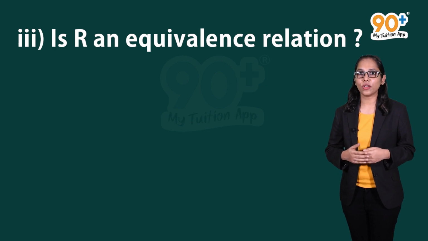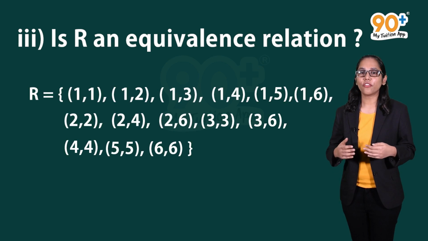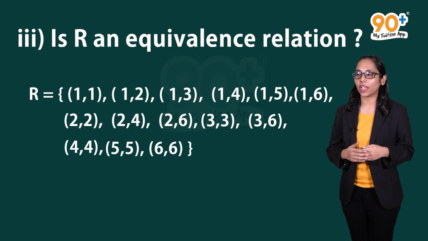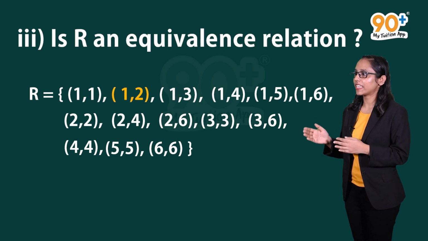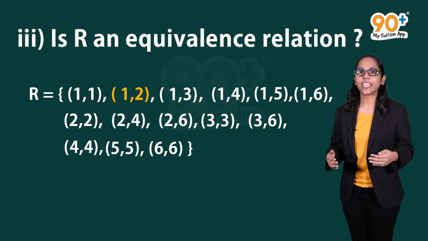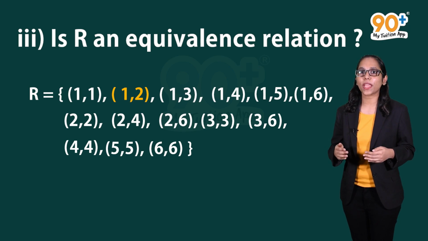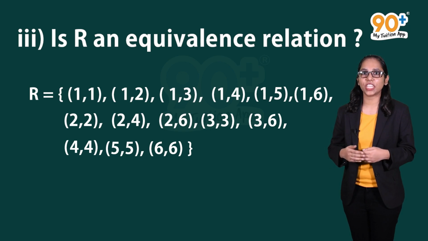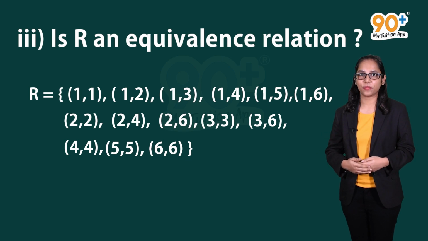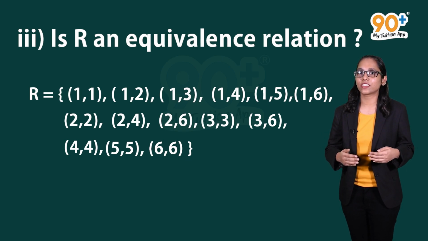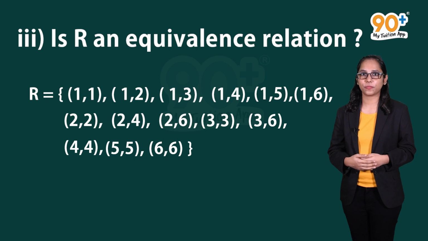Now let's check for the symmetric condition. For that, let's take ordered pair (1, 2) from set R. It is clearly seen that ordered pair (2, 1) is not an element of R. Hence, it is proved that R is not symmetric. And we know that if any one of the conditions does not hold, R is not an equivalence relation. Hence, we proved that R is not an equivalence relation.